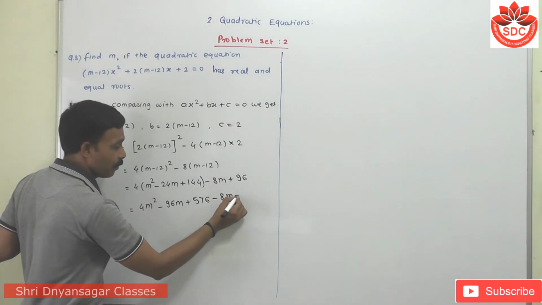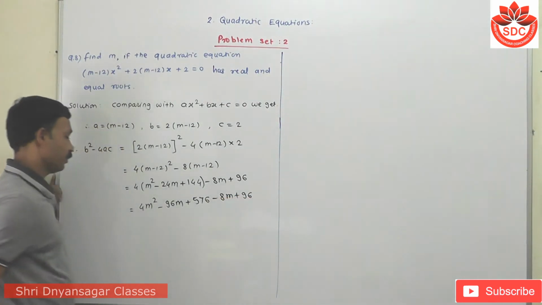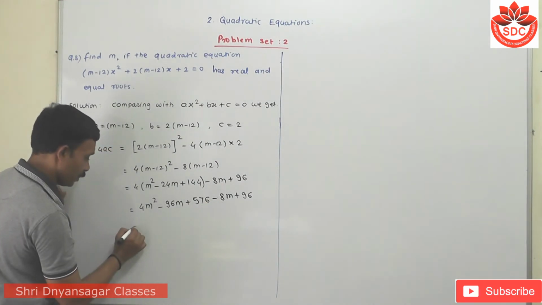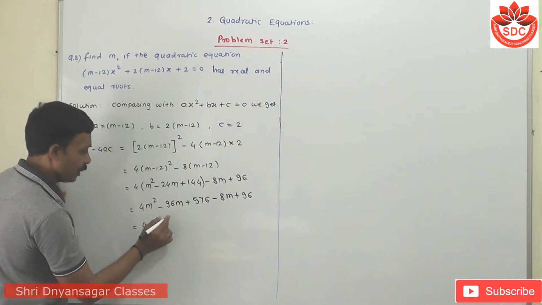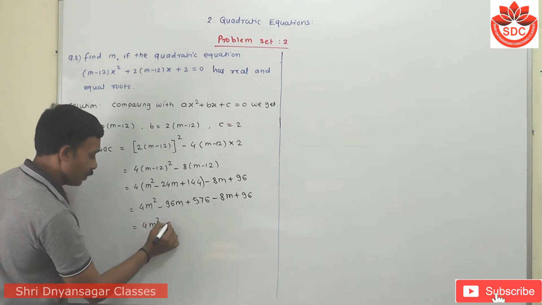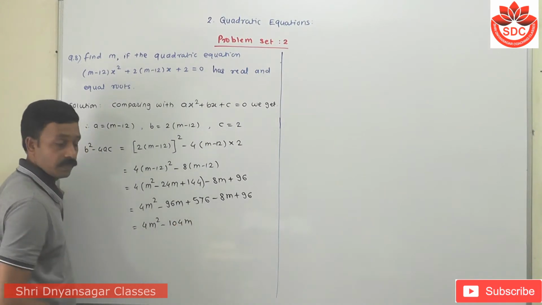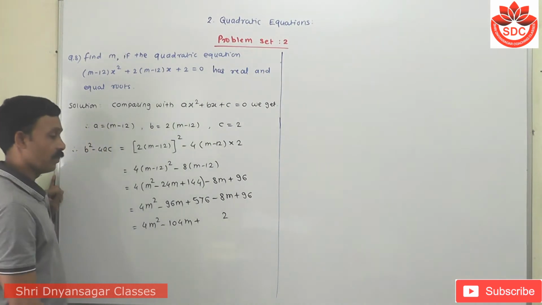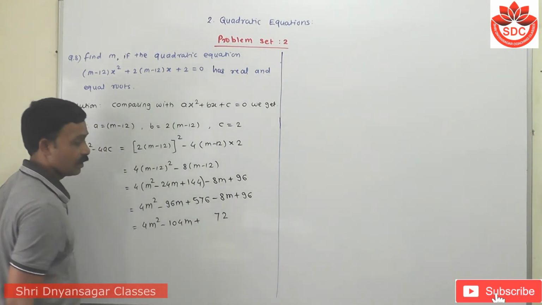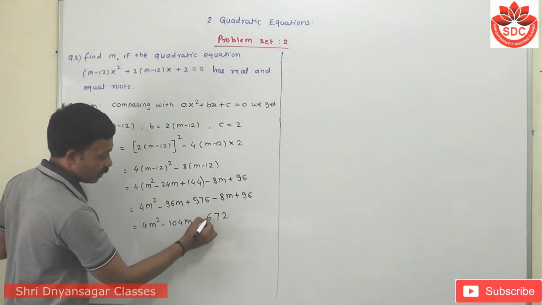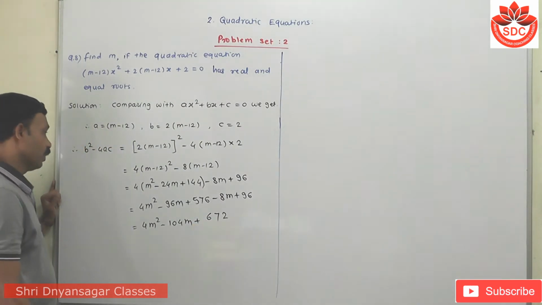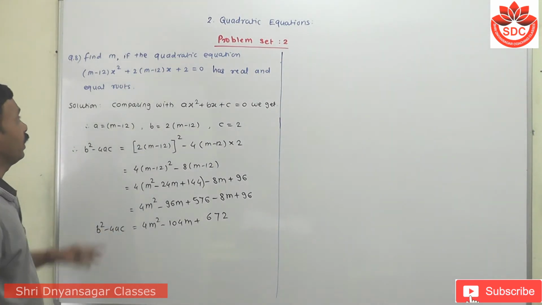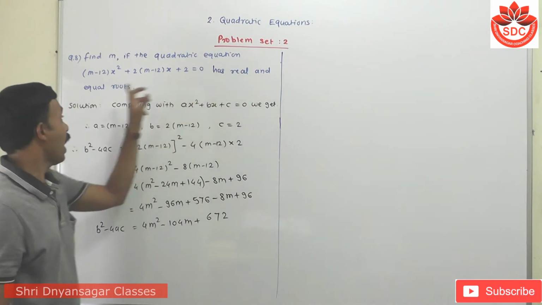Minus 8m plus 96. Student, then this minus 96m and minus 8m becomes 4m square minus, the addition of these two is 104m. Then the addition of these two is 6 plus 6 is 12, carries 1. 10 plus 7 is 17, carries 1, that means 670. This is the value of b square minus 4ac. Student, here the equation has real and equal roots.